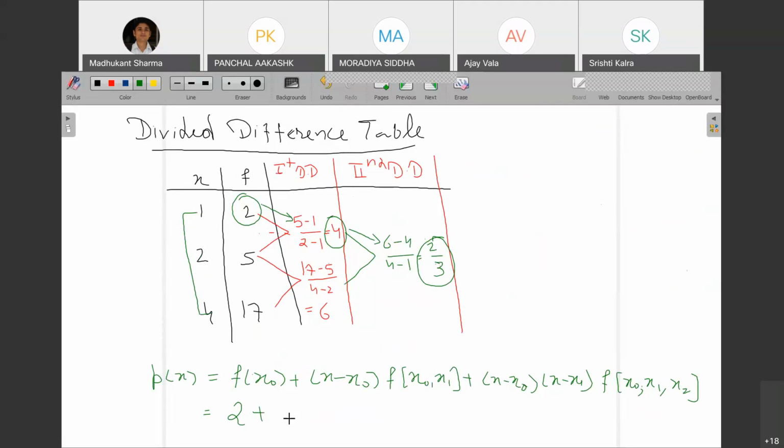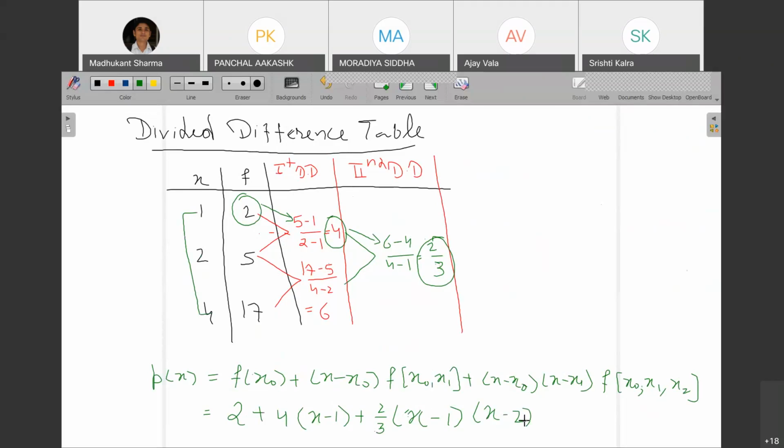So f of x naught comma x1 is 4. So the first order divided difference times x minus x naught, plus the second order divided difference, which was 2 by 3, times x minus x naught, that is x minus x1. So x minus x naught is 1, and x minus x1 is 2. So this is Newton's form of the interpolating polynomial.